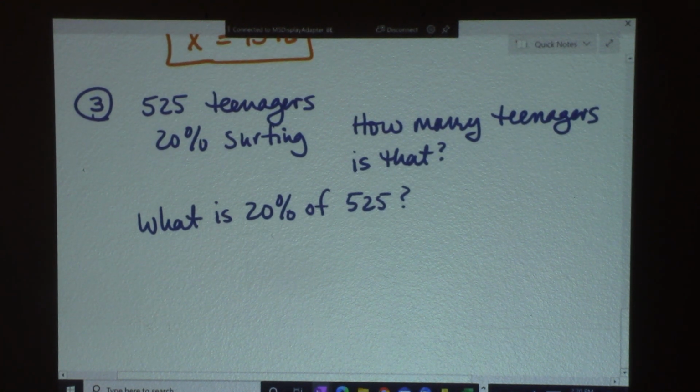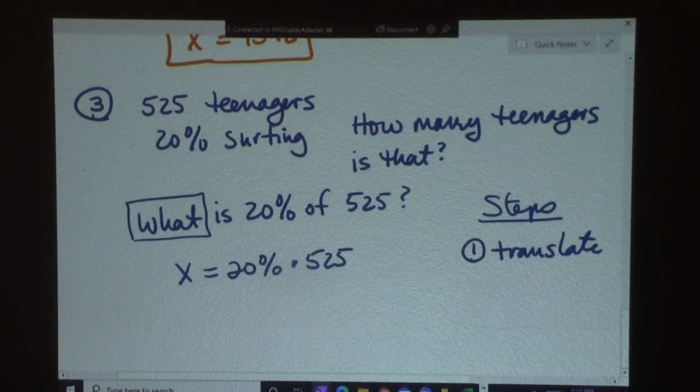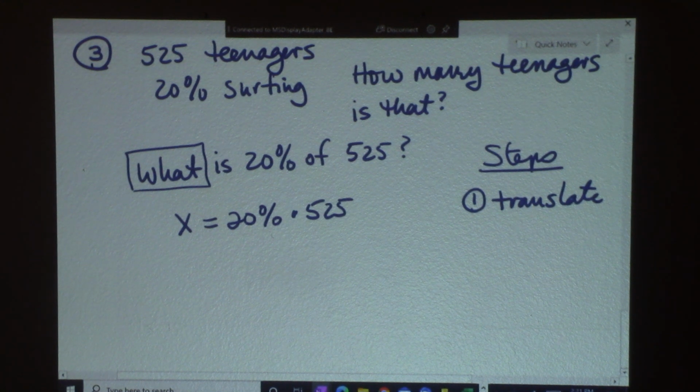So what is, I don't know, when I don't know something, when I have what, I'm going to put X. So the first thing I do, let's write some steps. The first thing I do is translate into math. So I've got X equals 20% of 525. Okay, so here we have this. Now the second thing I'm going to do is this time the X is already by itself. But what I have to do is figure out what to do with those numbers there.